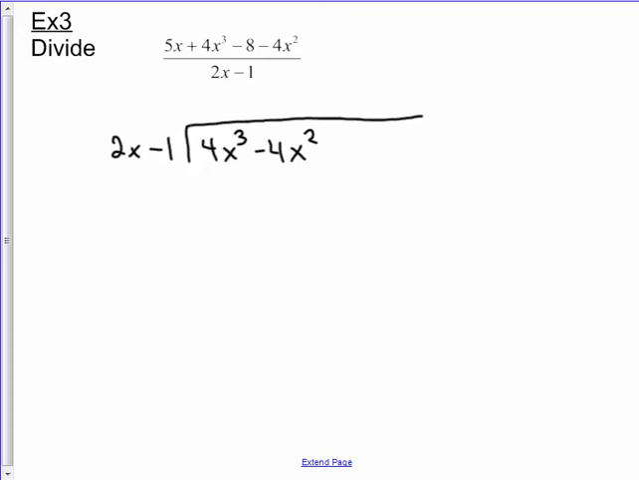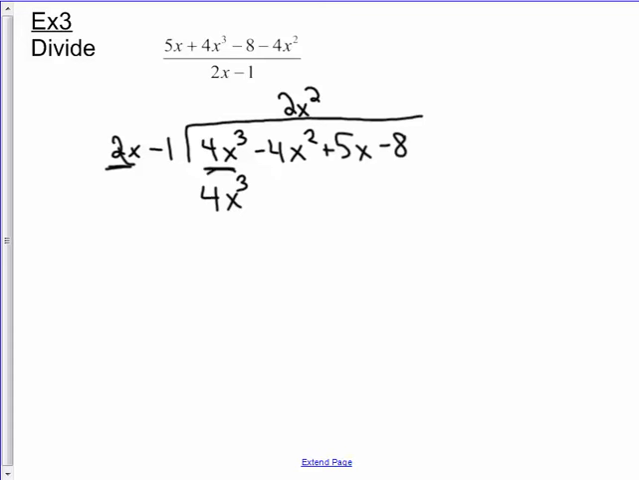4x cubed minus 4x squared plus 5x minus 8. Now again, I'm going to think, what times 2x is 4x cubed? Well, if I look at the 2, 2 times 2 is 4. Okay, so I know there's going to be a 2 here. I have one x out there. I need 3 of them, so I need an x squared. So it's going to be 2x squared. Notice I put the 2x squared over the x squared column.